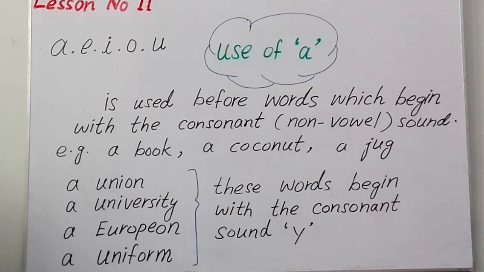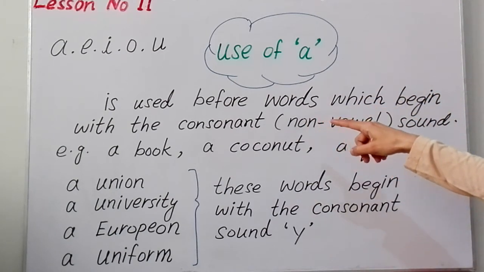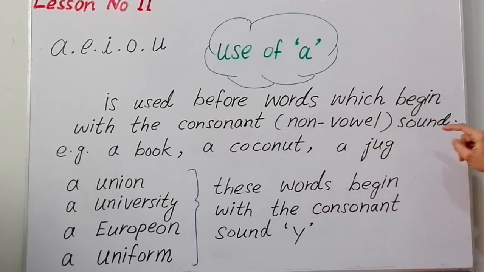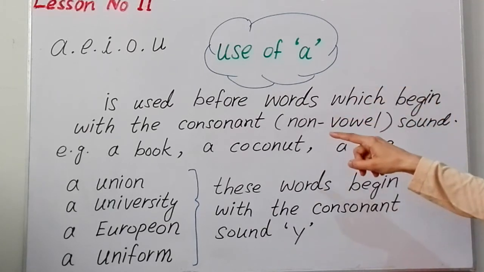Viewers, today we are having the part of articles, and here you are going to learn the use of "a". As you know, we have started articles, and we have a word "a", and it is the part of article, and it is used before words which begin with the consonant non-vowel sound. Non-vowel sound means the word which starts from a consonant.